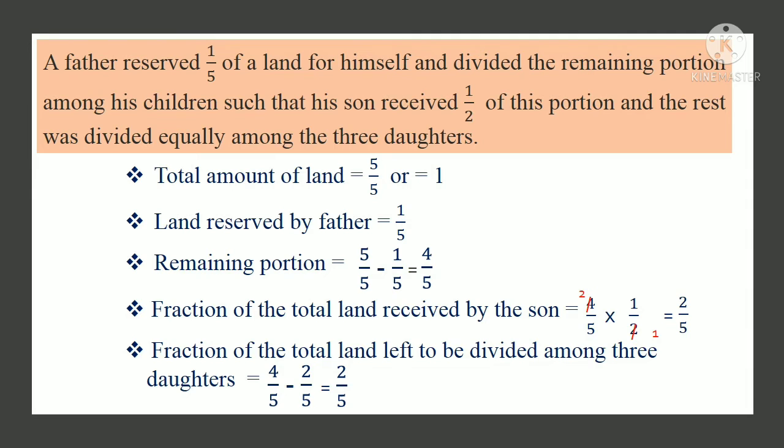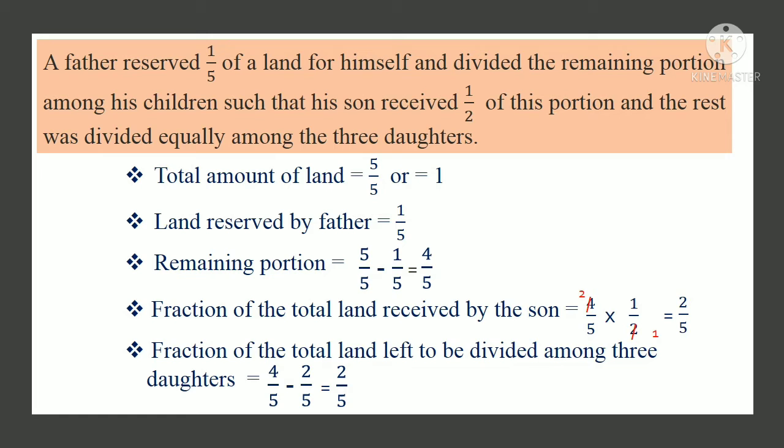This is the given sentence. A father reserved 1/5 of a land for himself. Then he has reserved 1/5. That means what is the total amount? Total amount of land is 5/5 or else 1. That is the total land. From that total land, father reserved 1/5. That means the land reserved by father is 1/5.